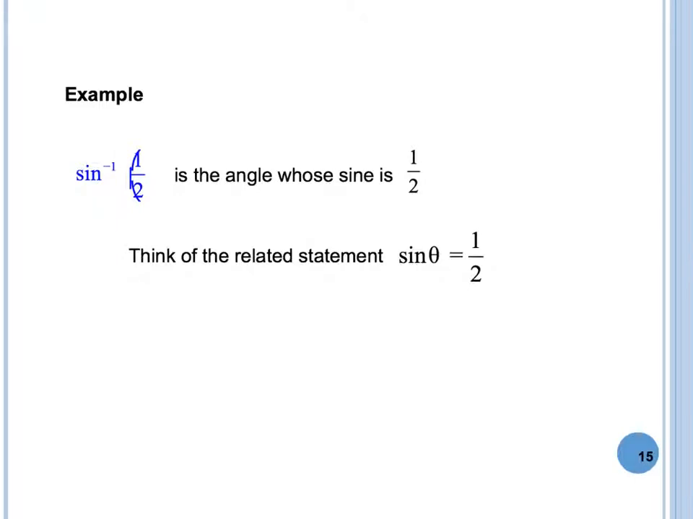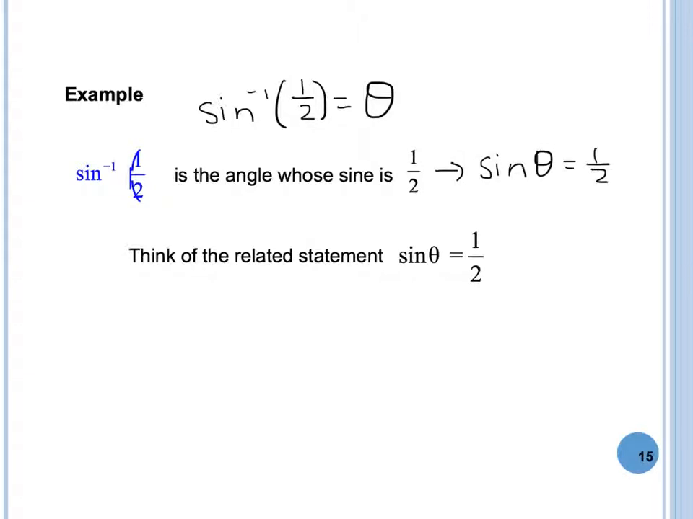So if we have a question like we're trying to find the arc sine of 1/2, we want to know what angle is it where the sine, so the sine of what angle is 1/2. That's what we're mentally asking ourselves. And again, this is the only one that I have memorized, that the sine of 30 is 1/2. And so my angle theta would be 30 degrees.